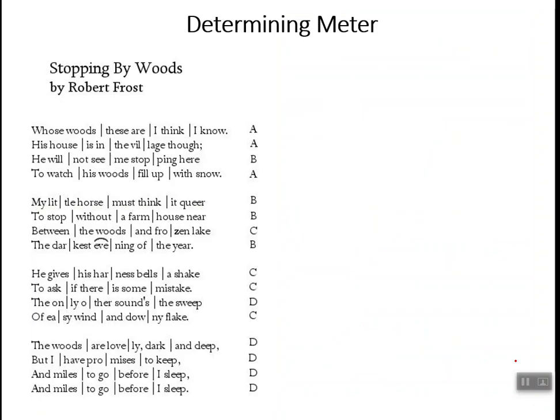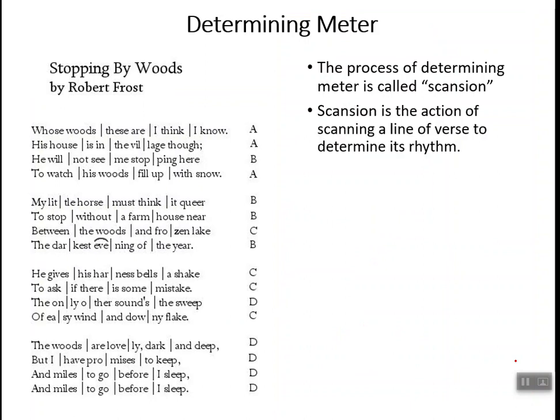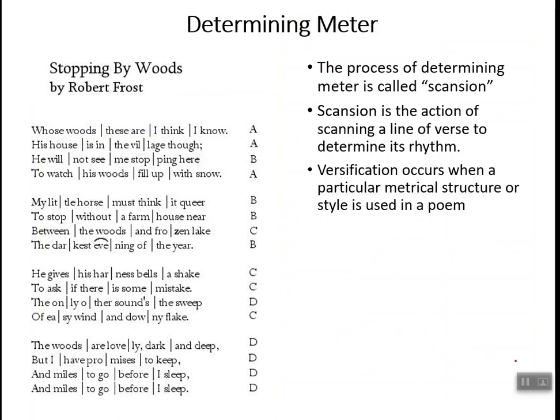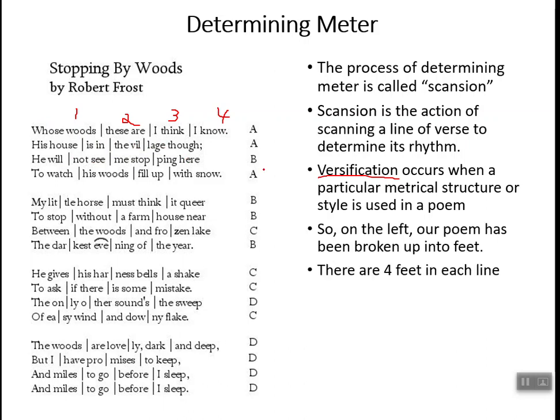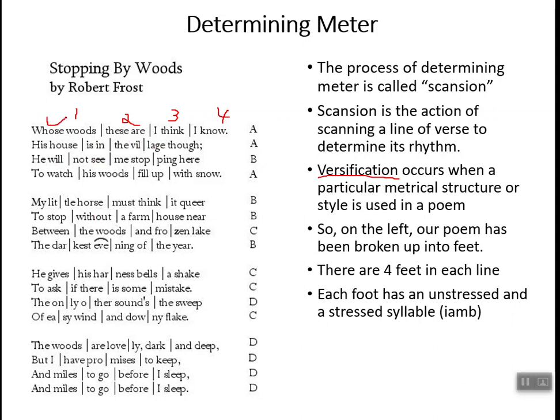When we're determining meter, the process of determining meter is called scansion. It's the act of scanning a line and determining its rhythm. Versification is another term. Versification occurs when a particular metrical structure or style is used in a poem. So here in Stopping by Woods, you can see how this is already broken up into feet. 1, 2, 3, and 4. Okay. And 1, 2, 3, 4. 1, 2, 3, 4. As you can see, broken up into feet, 4 feet in each line. Each foot is an iamb. It's unstressed and then stressed.